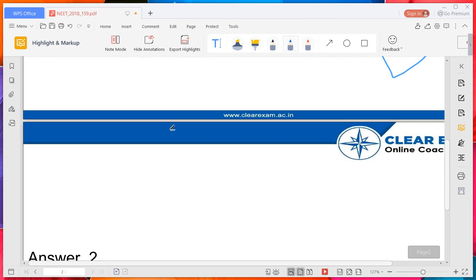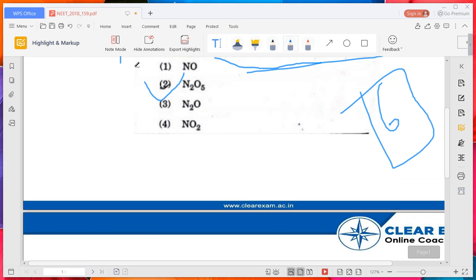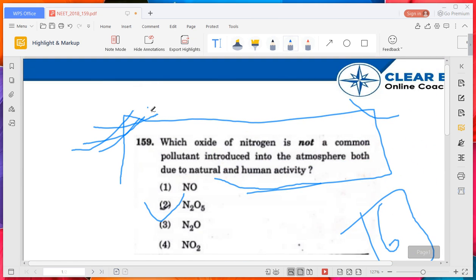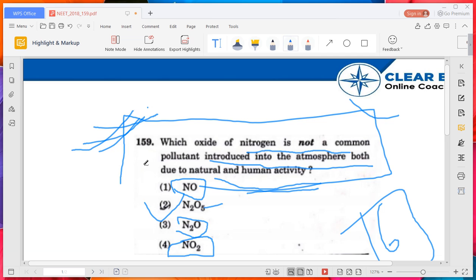For this answer, you just have to note that it is also the second one. As you can see, which oxide of nitrogen is not a common pollutant introduced in the atmosphere? This is a type of pollutant. This is also a type of pollutant. This is not. It's not a pollutant. It's not easily found. It's not a common one.